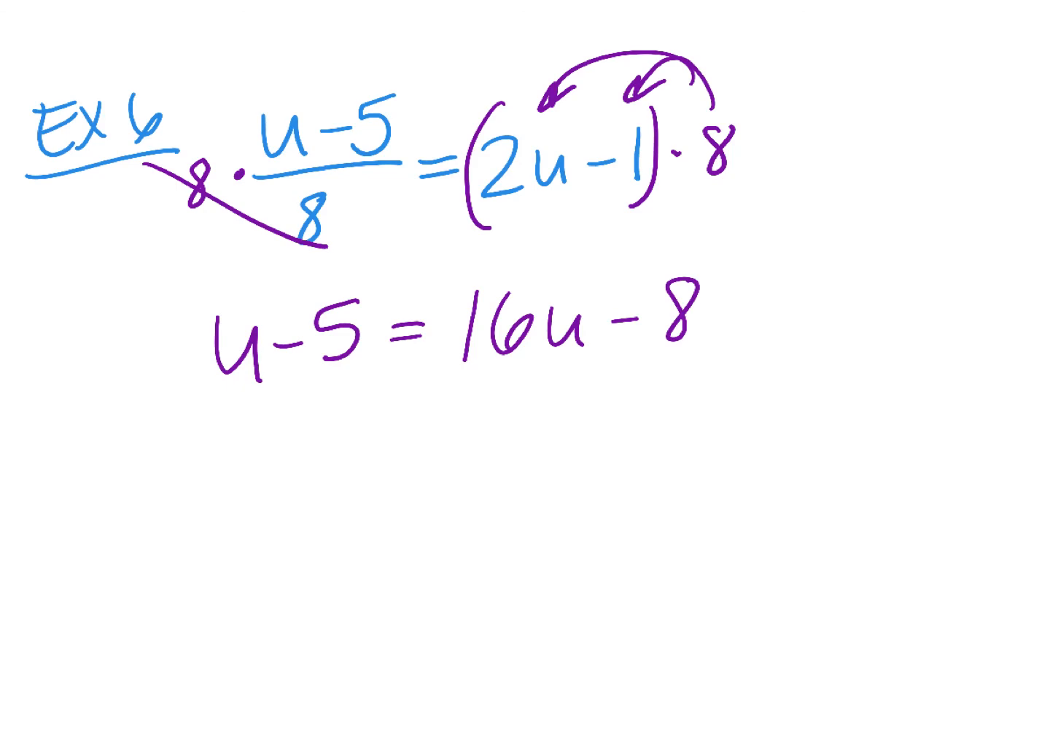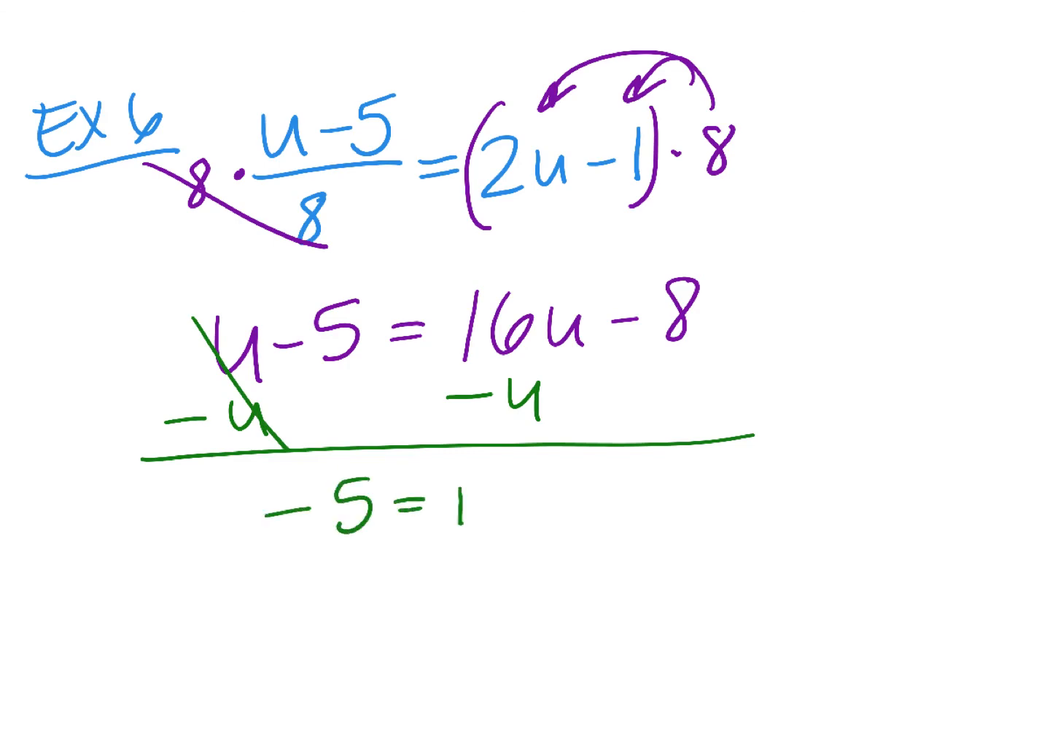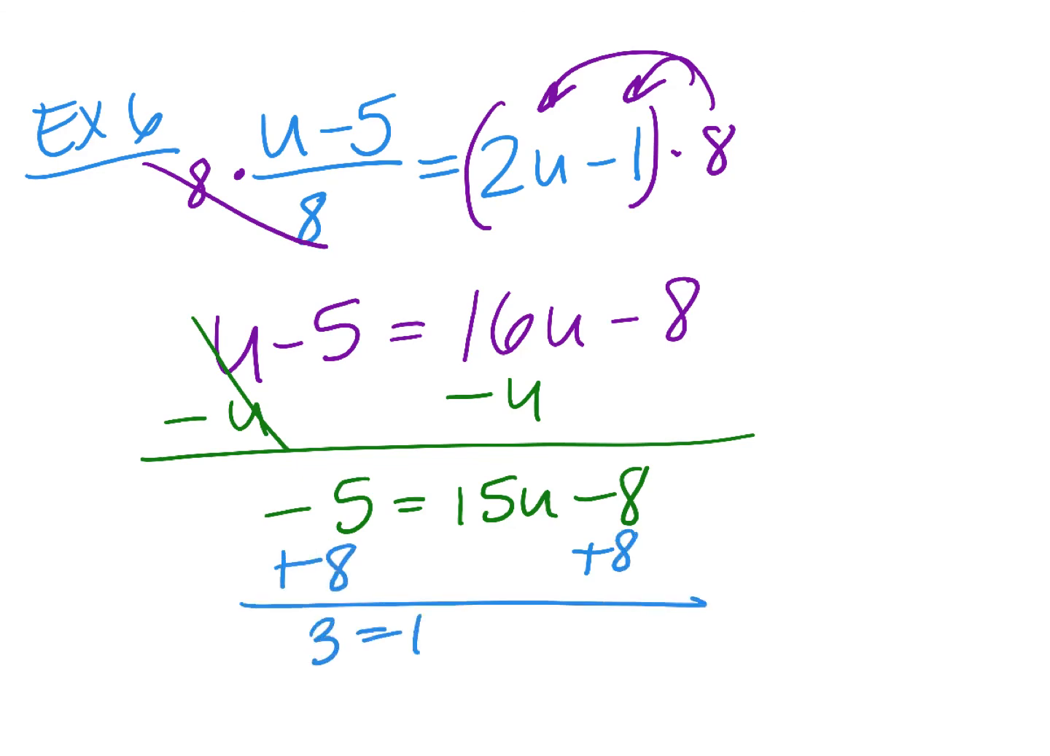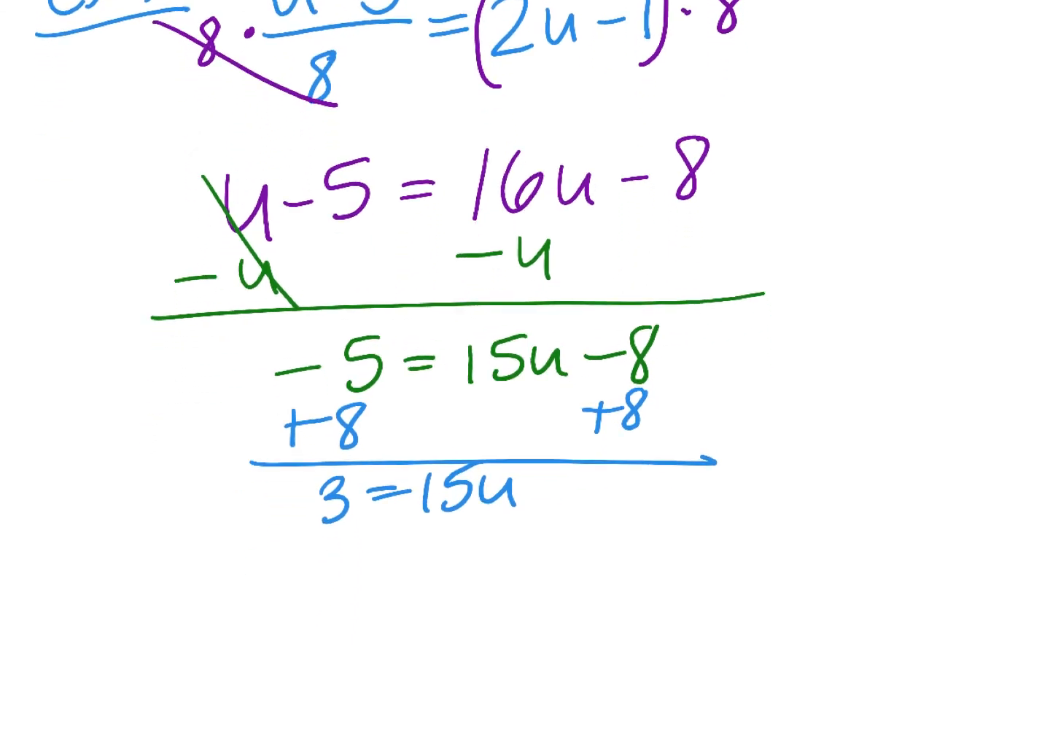We need to get all the u's together. So I'm going to move the one that's smaller, minus u on both sides. -5 equals 15u minus 8. I'm going to add the 8. So then I get 3 equals 15u. So close to being done. Divide by 15 on both sides. And this is going to be a fractional answer. So u is going to equal 1/5 or 0.2. Either answer is perfectly fine.